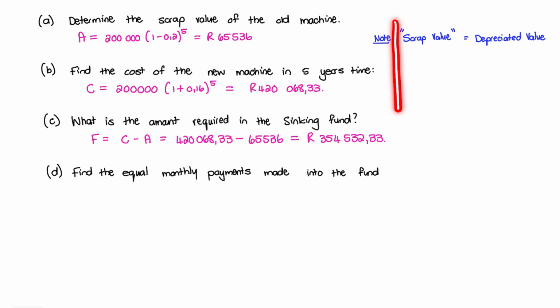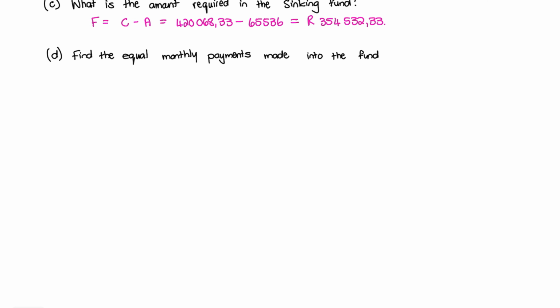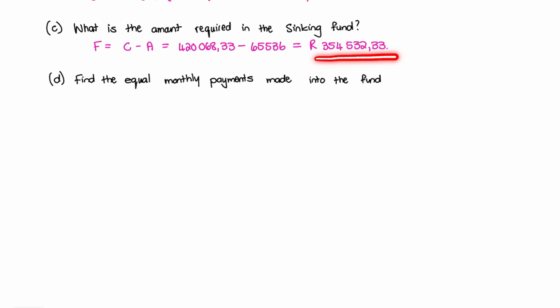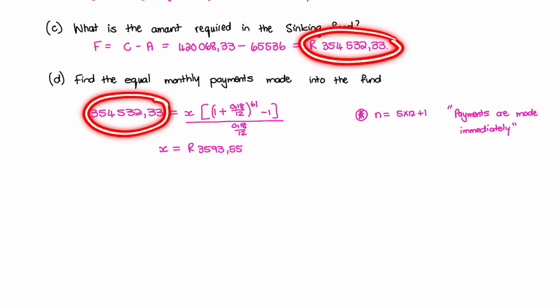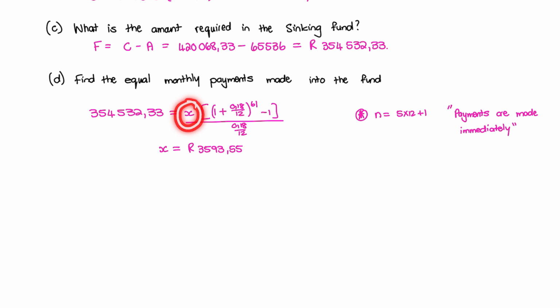What I want you to notice is that the question leads us into solving the problem. So the fourth question says, find the equal monthly payments made into the fund. So we know that the value of the fund is this 354,000 Rand. And this fund would be somewhere in the future. So we are going to use the future value annuity from our formula sheet. So the F value is our answer that we have found in our previous question. The x value is what we want to calculate.